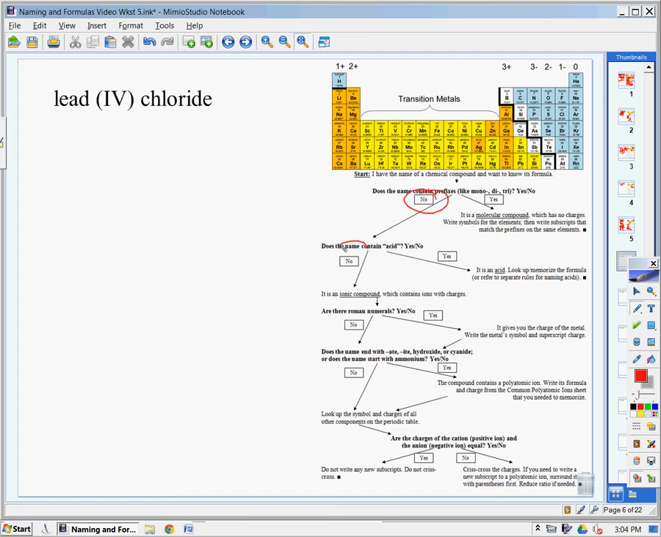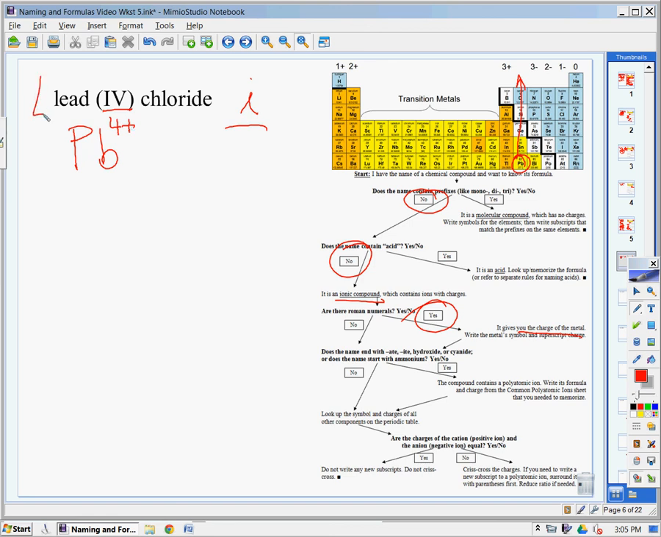Let's go on to 12, lead 4 chloride. No prefixes, not an acid, so therefore it's ionic. Let's write that down, ionic. Roman numerals? Yes, in fact, there are Roman numerals. That gives you the charge of the metal. Notice we need a Roman numeral because lead, Pb, is in the column where we don't know what the charge is from the periodic table. If you're given the Roman numeral, it always refers to the top number, not subscripts. It refers to the top charge on the lead.